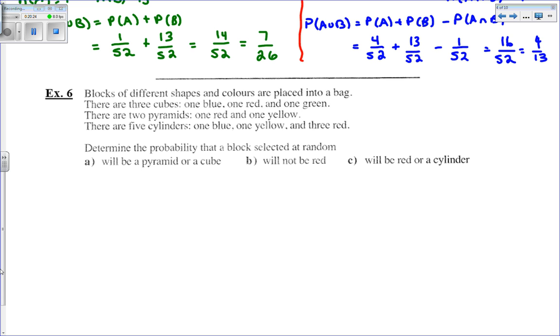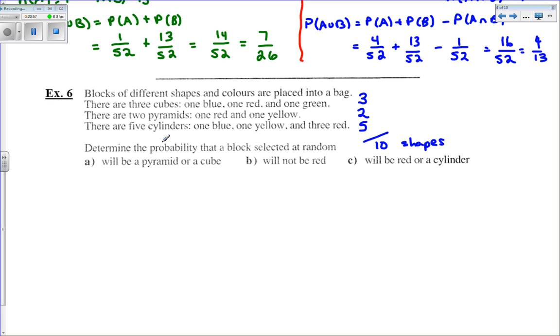We have a single bag in which we have 3 cubes, 1 blue, 1 red, 1 green, so there's 3 there. Let's just keep track of that. There's 2 pyramids, 1 red and 1 yellow pyramid, and there are 5 cylinders, 1 blue, 1 yellow, and 3 red. So that's 5, so we have a total of 10 shapes in that bag. So sometimes it's helpful to go through, like I've done in the previous example, and determine the number of outcomes in each event before determining the probability.